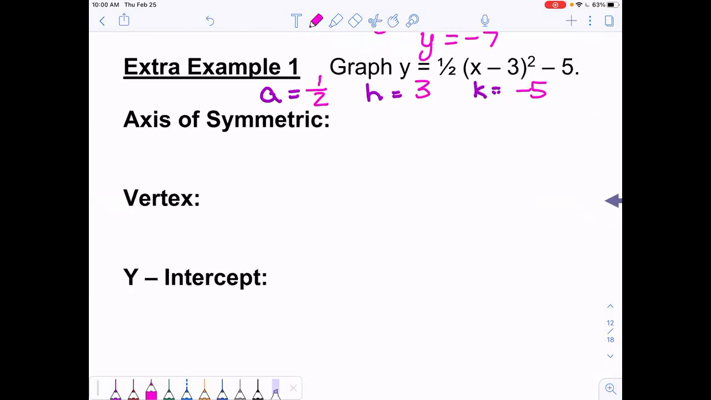Now we're just going to work through and find our information. So on the side here, I'm going to remind ourselves. Axis of symmetry. Oh, that should be symmetry there, not symmetric. Oh, it is symmetric. Whoopsies. All right.